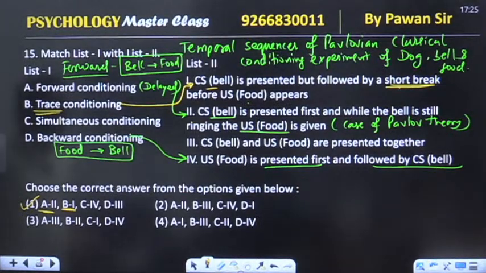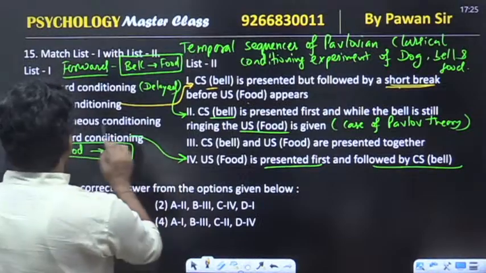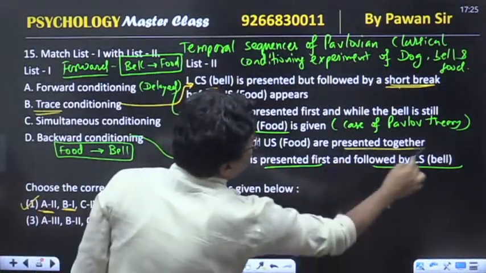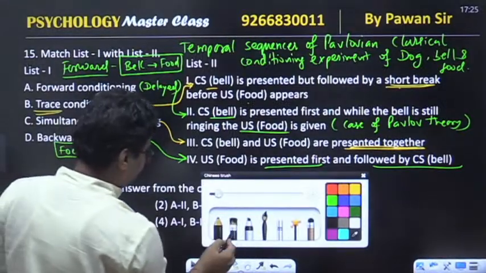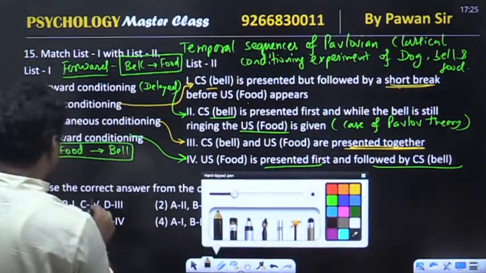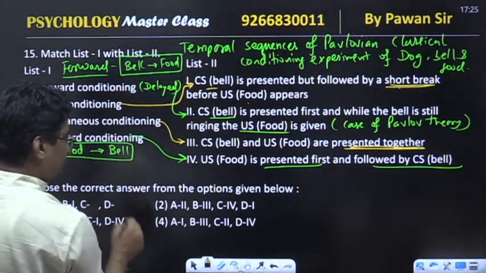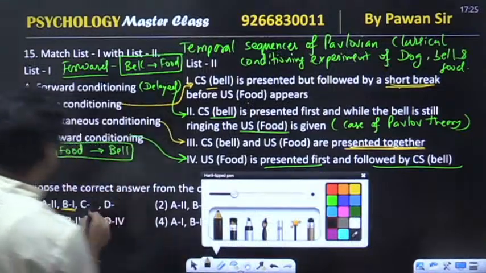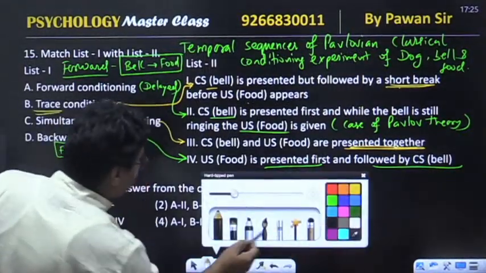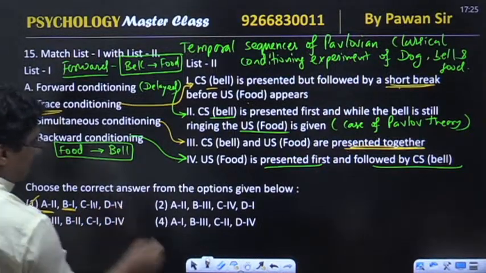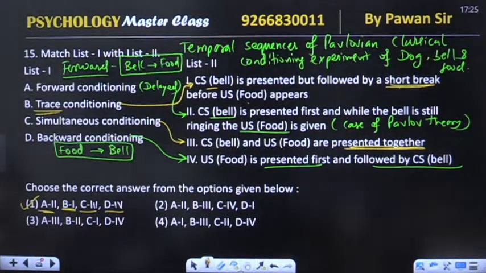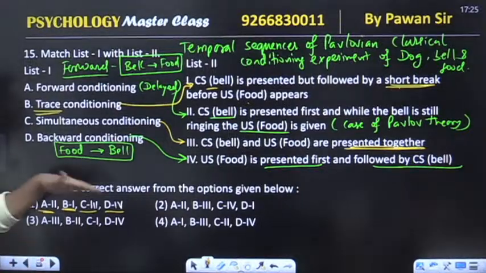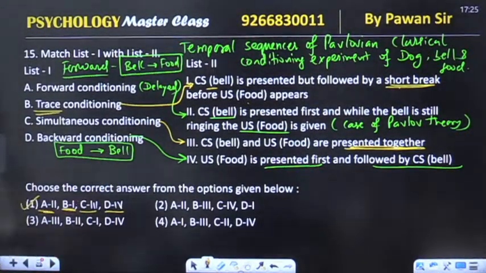Then the simultaneous conditioning, that means bell and food are presented together. This will be the answer. So the answer will be C3 and D4. They are the temporal sequences in the Pavlovian study of classical conditioning. Let us move towards the next question.